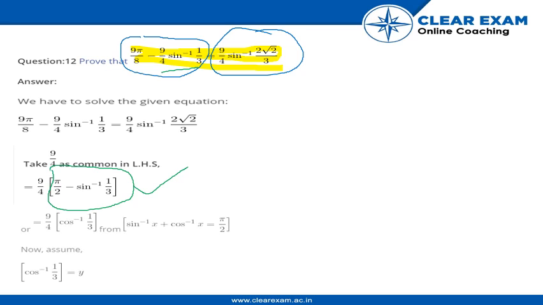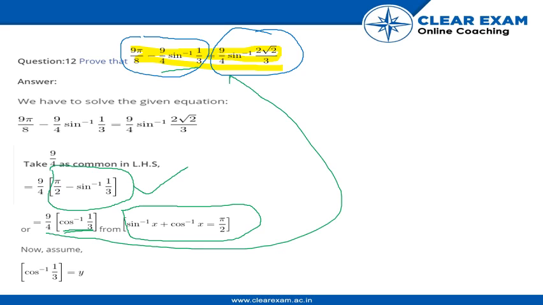Let's move to the next step. Yes, the step I told you, it's written over here. So we write pi by 2 minus sine inverse 1 by 3 as cos inverse 1 by 3. Now we can see that we have reached the half part of our proving. That means we already have 9 by 4 here and 9 by 4 here. We just have to convert cos inverse to sine inverse. So how do we do that? I think we have two ways.